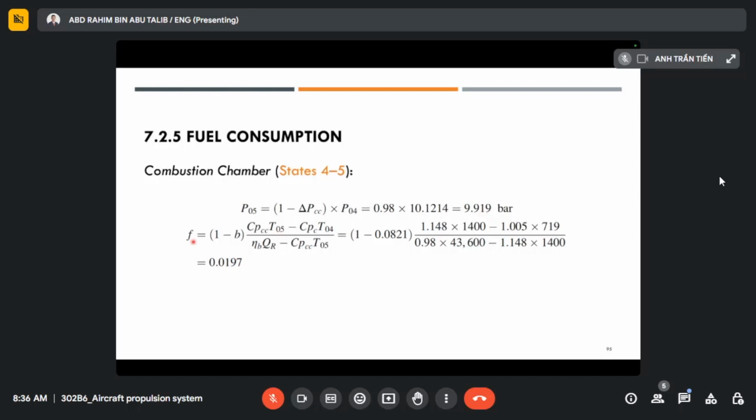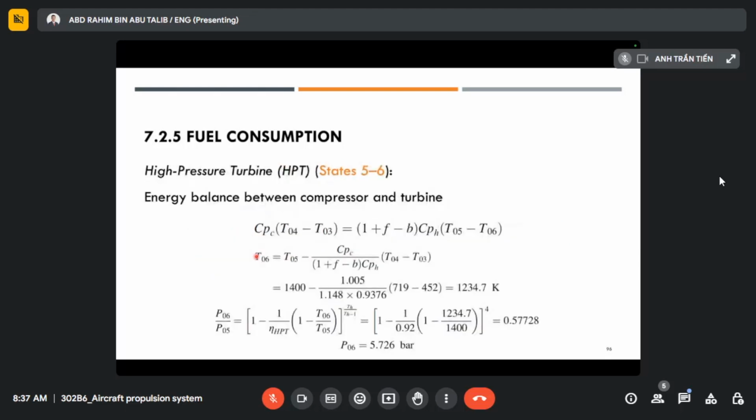9.19 bar, and you can also find the fuel to air ratio to become 0.0197, considering the air bleed, already given as 0.0821. You put all the values there, and you can get the fuel to air ratio value F.